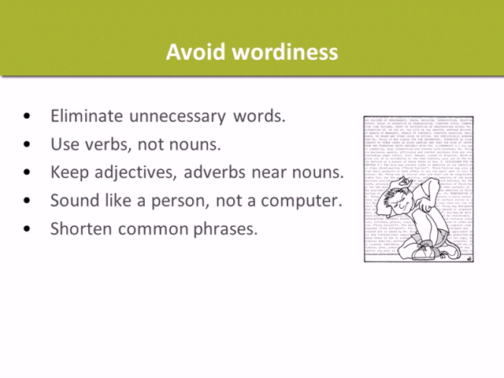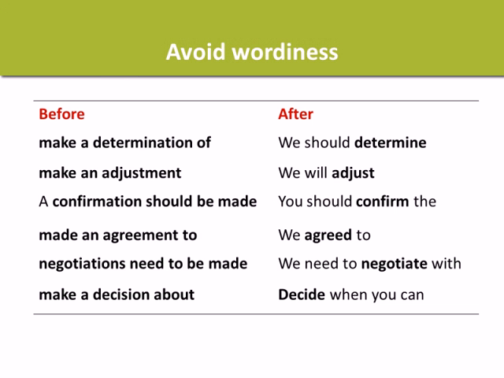So another way to avoid wordiness, obviously, at this moment, almost anything you write can be decreased by 30%, just across the board. Use verbs, sound like a person, use short phrases. Real quick example, instead of "make a determination of," we should "determine." In other words, we should go from these awful nouns that we tend to use that create a lot of wordiness and that also don't focus on the action, which is really what's happening. We should determine, we will adjust, you should confirm, we agreed, we need to negotiate, etc.